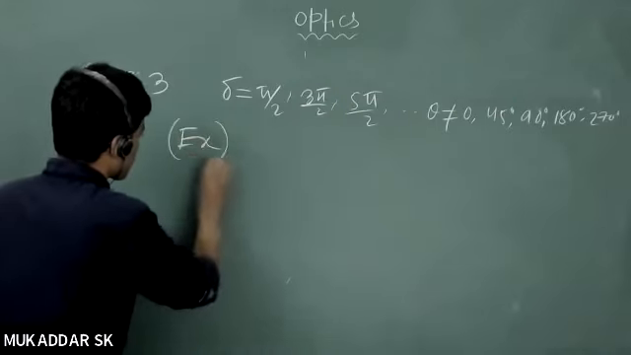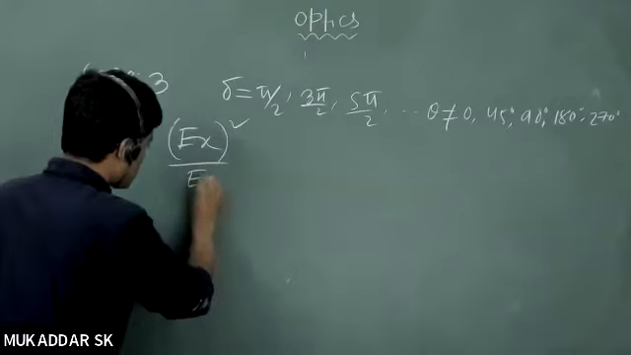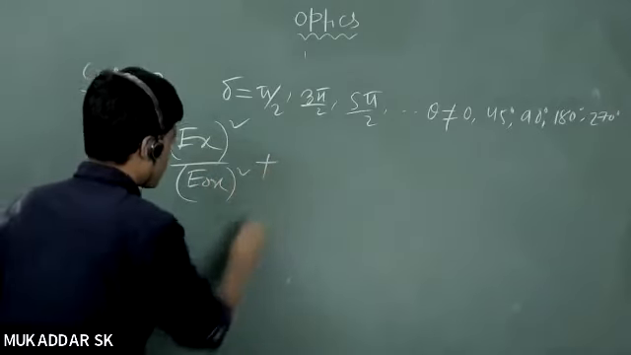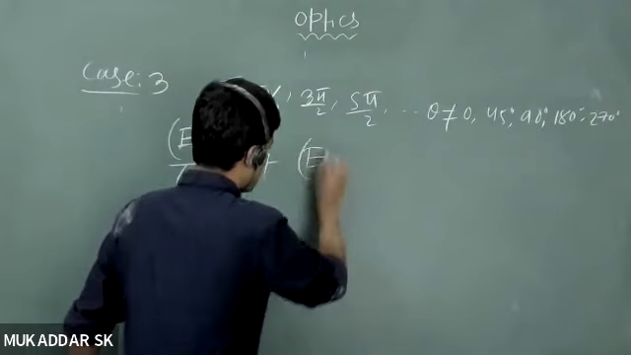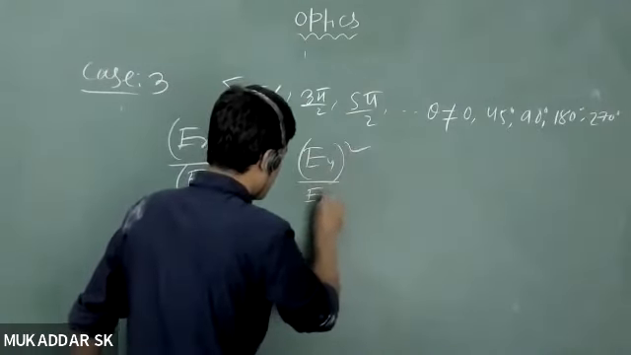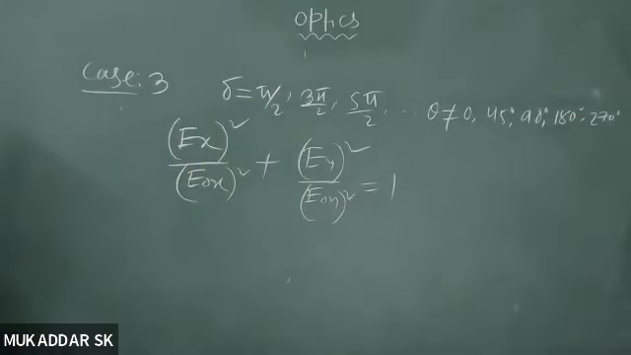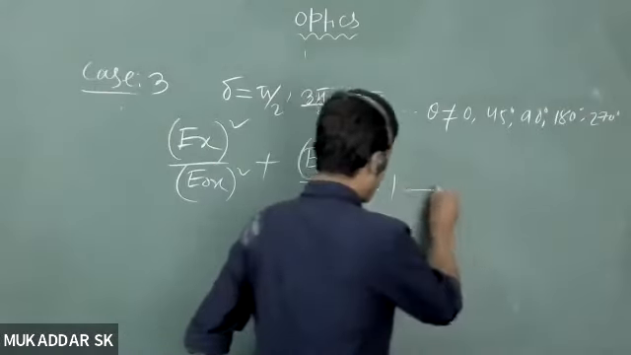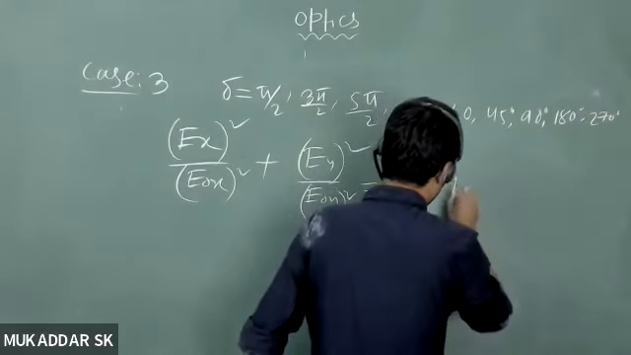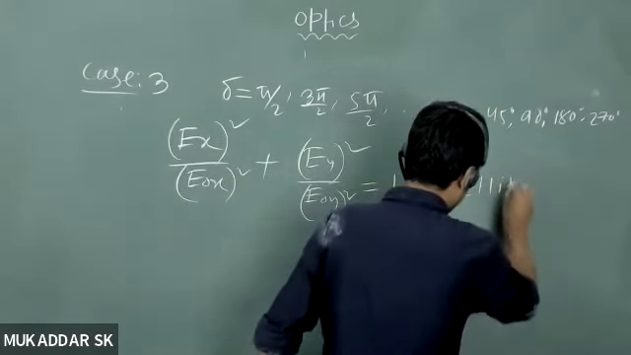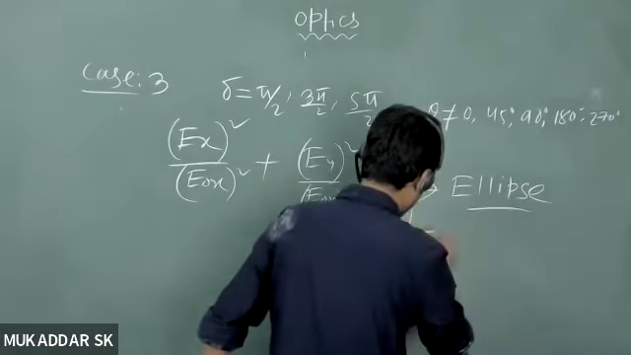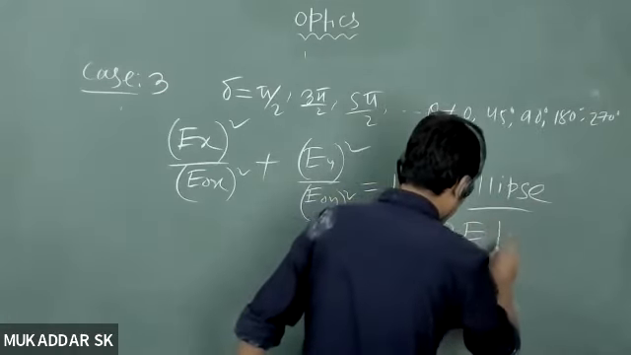Ex square by E naught x square plus Ey square by E naught y square. That will be 1. So this is the equation of what? Ellipse. Okay, so what kind of polarization will the emerging ray have? The emerging ray will be elliptically polarized light.